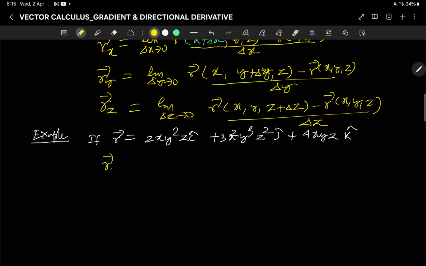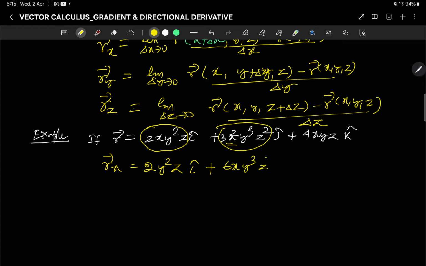Now if r is a function of x, y, z, three variables, what will be your rx? Differentiate this with respect to x, treating y and z constant. So it will be 2y square z i plus, with respect to x partially, 6x y cube z square j plus, differentiating this, 4yz k.